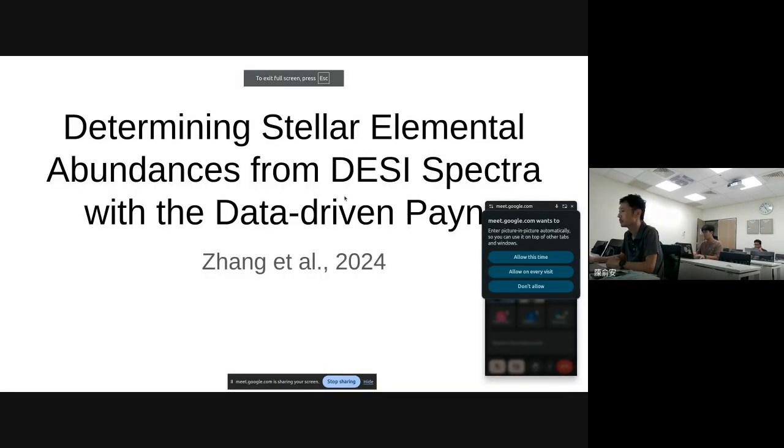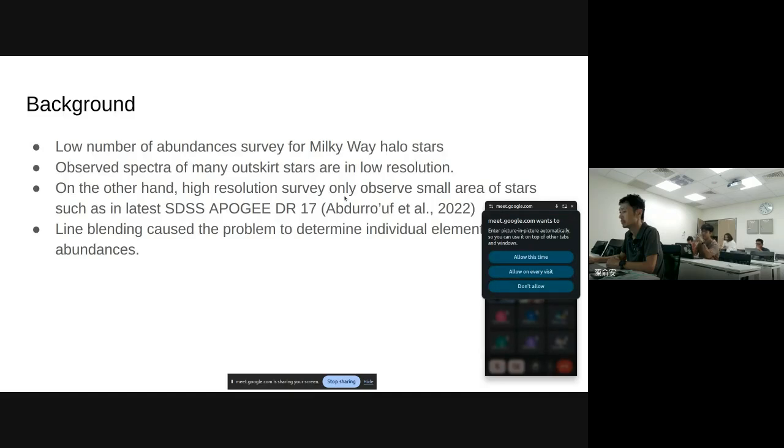Okay. I'll present a paper titled Determining Stellar Elemental Abundance from DESI Spectra with Data-Driven Payne by Zhang et al. The background of this research is that there are many low abundance surveys for Milky Way halo stars, and they observe the spectra of many outskirt stars in low resolution over a wide area.